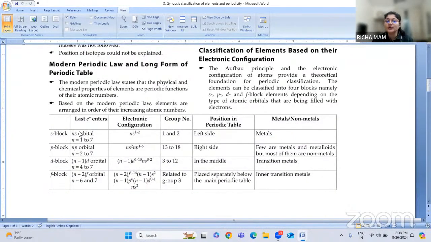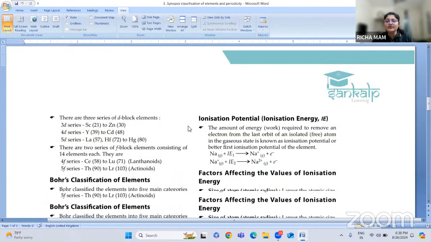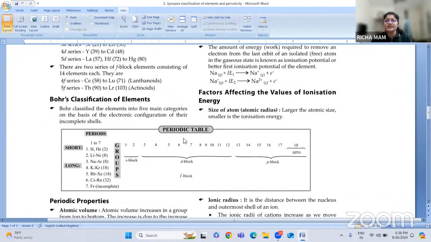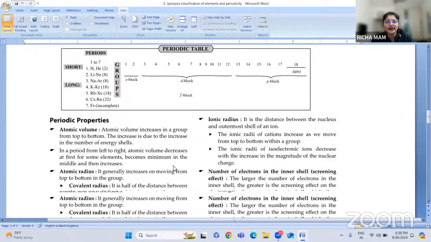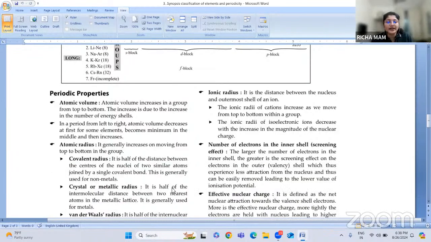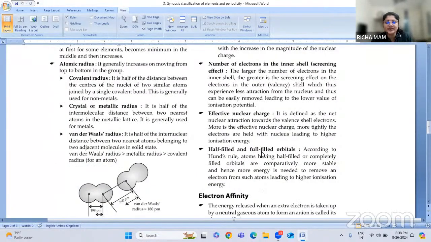Then we discussed the general configuration of S block, P block, D and F block elements. Then we started with the periodic properties. Which are the different periodic properties? We had started with atomic radius, ionic radius, covalent radius, and van der Waals radius. All these things we have discussed in our previous class.